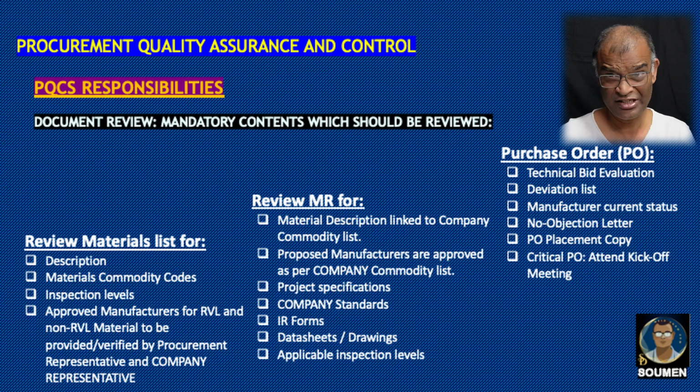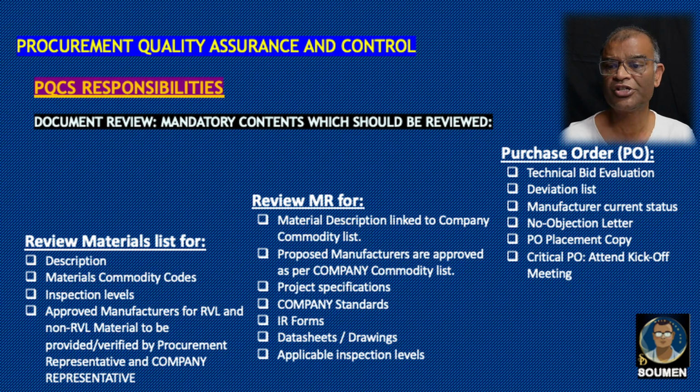As a part of PQCS responsibility, document review is a major one. What should be the minimum mandatory contents which should be reviewed by a PQCS? Let us see. Review the material list for description, material commodity items, material commodity codes, inspection levels, and approved manufacturers for RVL and non-RVL materials, to be provided or verified by the procurement representative and company representative. Review the MR for material description linked to the company commodity list. Proposed manufacturers are approved as per the company commodity list.